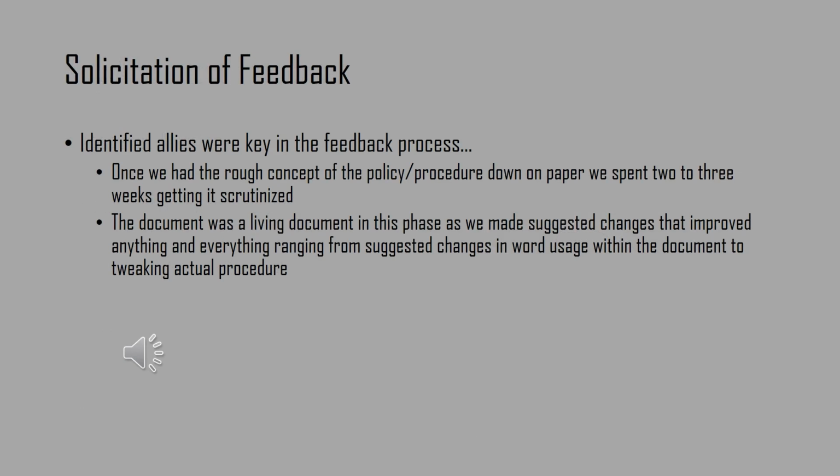Like I mentioned with the previous slide, we put together the allies that we did to ensure that we were going to get adequate feedback, and beyond adequate, actually, we wanted to have really quality feedback. So obviously, once we identified our allies and had a rough concept of the policy and procedure on paper, then we spent 2 to 3 weeks with the various entities previously identified as allies. And that document was a living document at this time for this 2 to 3 week period, where we would throw it out there and then get input back and then make changes along the way.